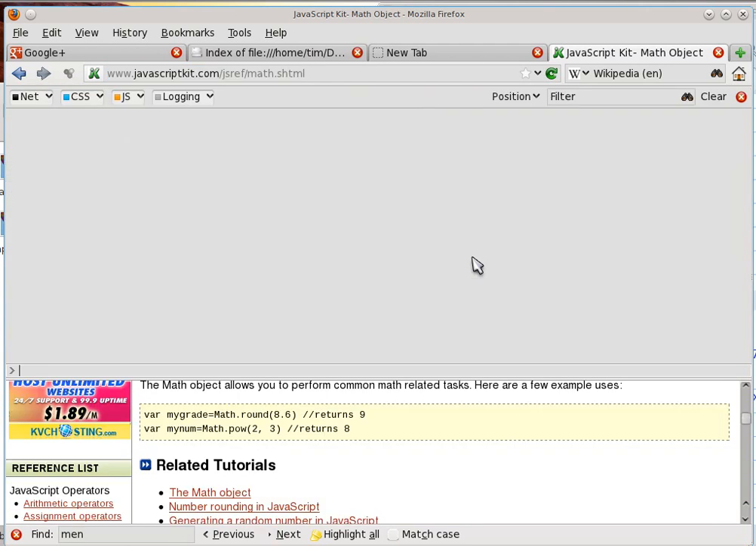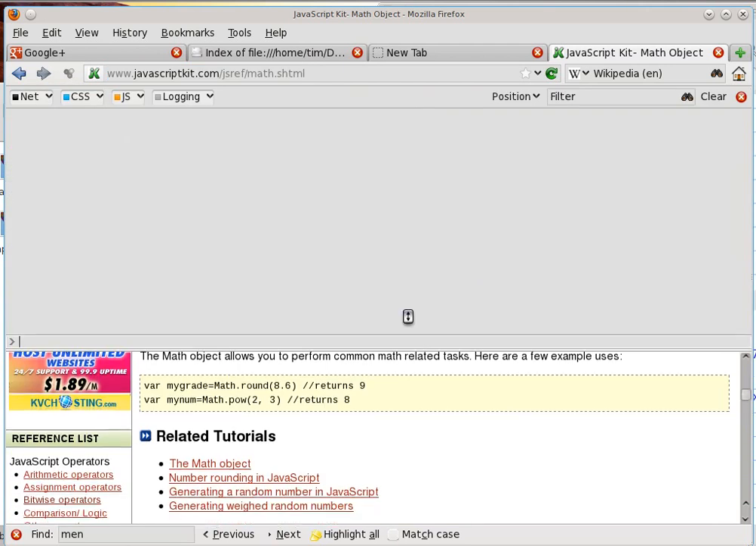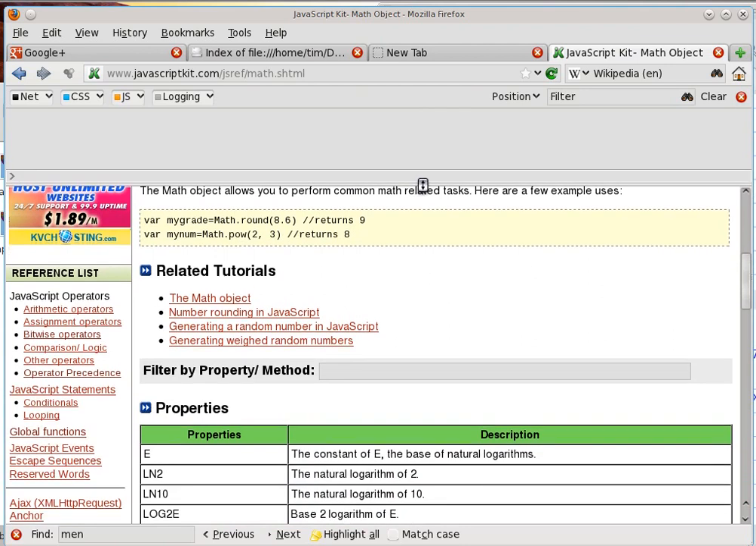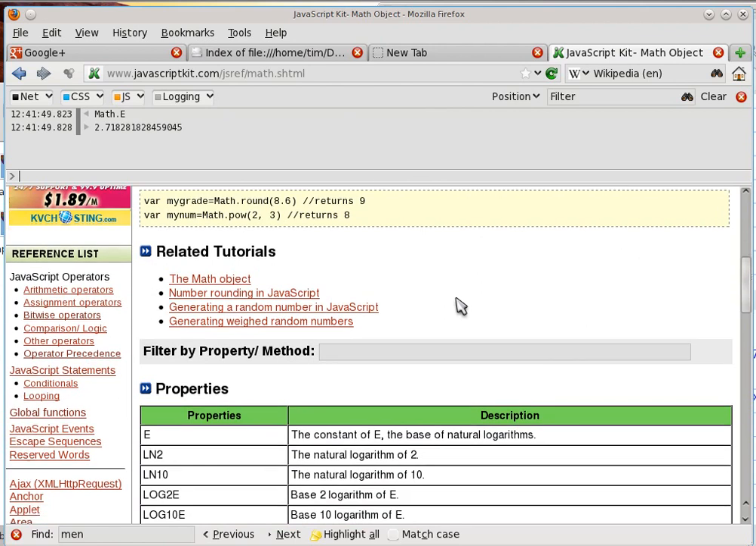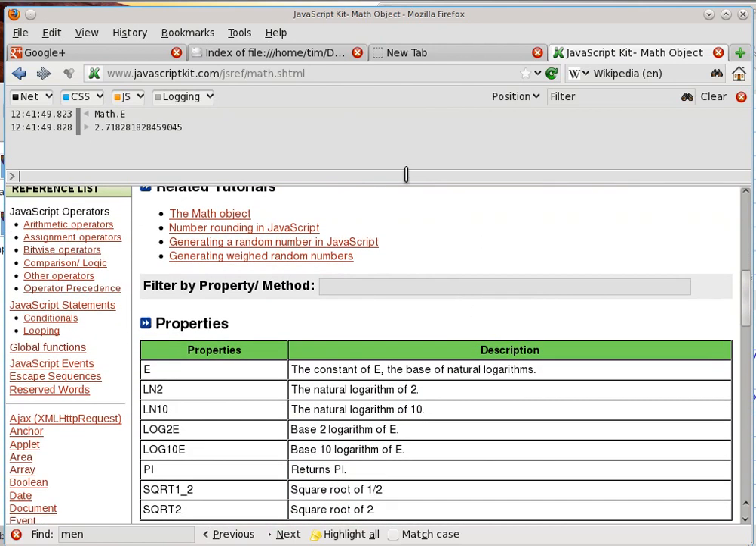I'm going to hit Control-Shift-K, and let's move this up a little bit. So, for example, over here you see a property, capital E. You probably have no idea what that means, so let me do that for you. Math.E, that gives you the number, the exponential.